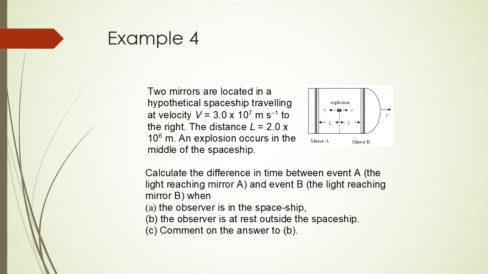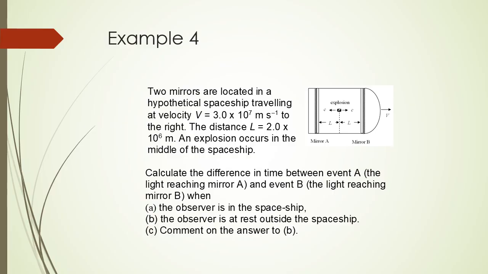Okay, so we can take a look at this example where something similar is happening. Basically, we've got a spaceship, and it's traveling at velocity v to the right, and an explosion occurs in the middle of this spaceship. When there's an explosion, there's light coming out from it. Since the explosion happens in the middle of the spaceship, this light will move to the right and to the left of the spaceship, hitting these two mirrors.